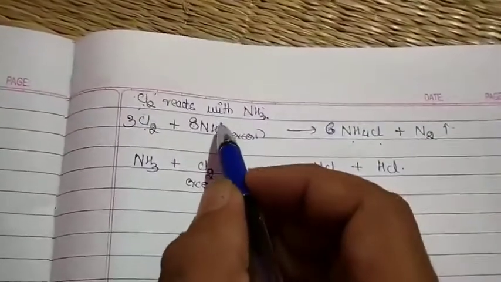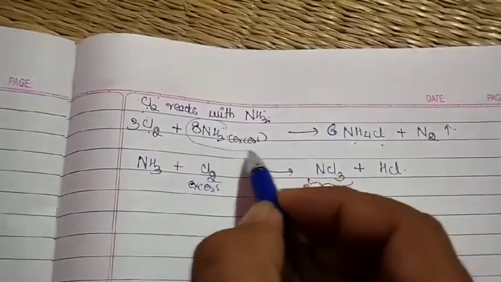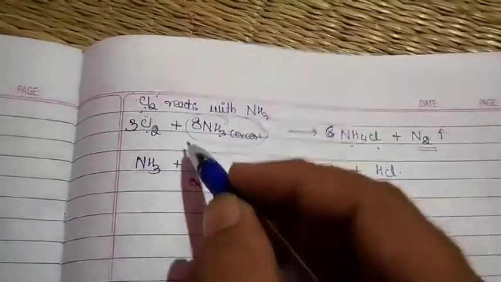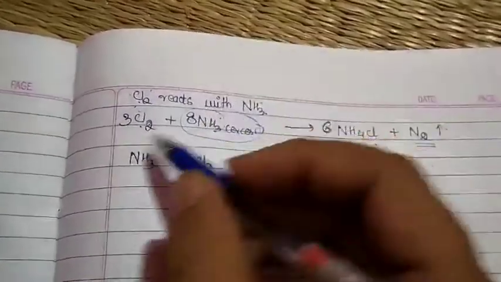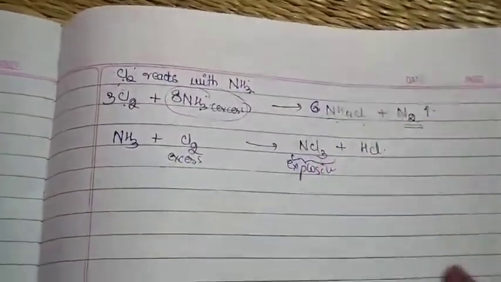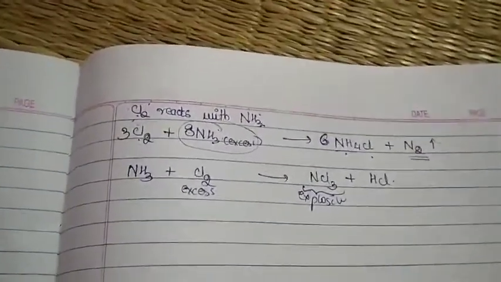When we talk about excess of ammonia, we got ammonium chloride with the liberation of nitrogen gas. But when the same reaction has only the concentration changed, and we take chlorine in excess, we get an explosive, which is your nitrogen trichloride.